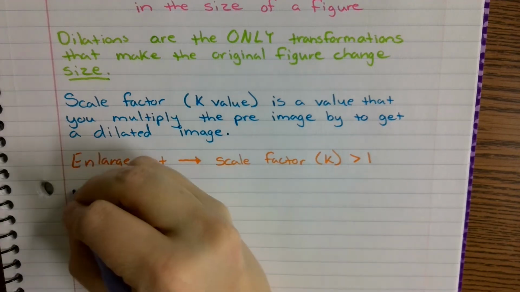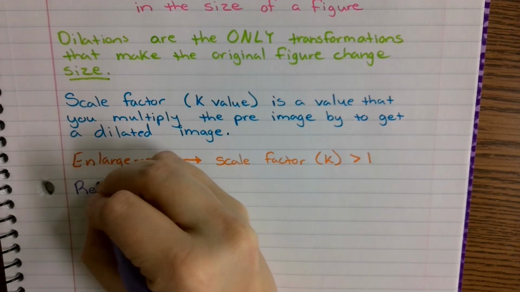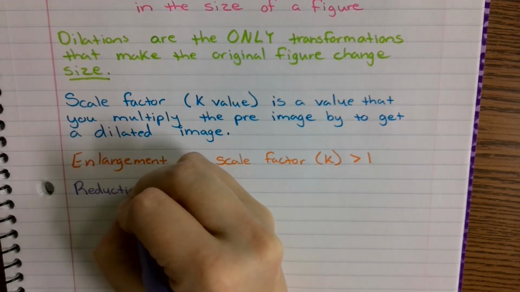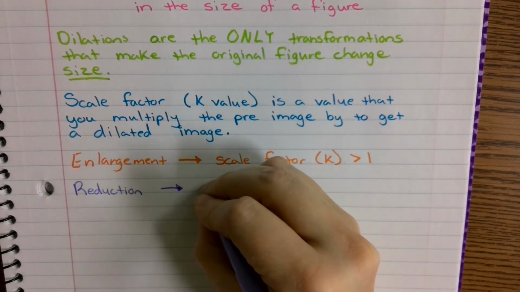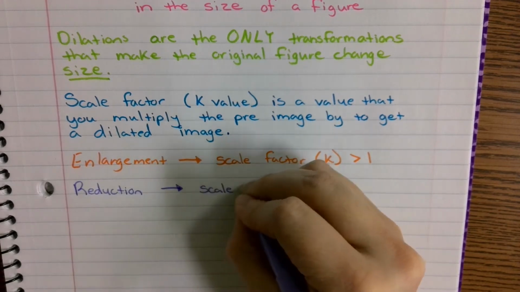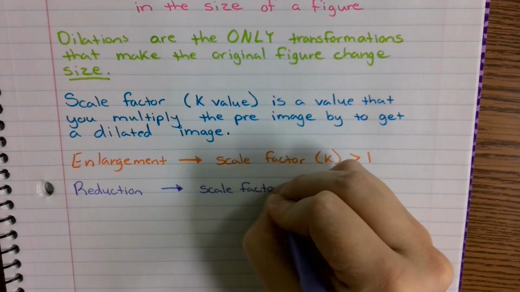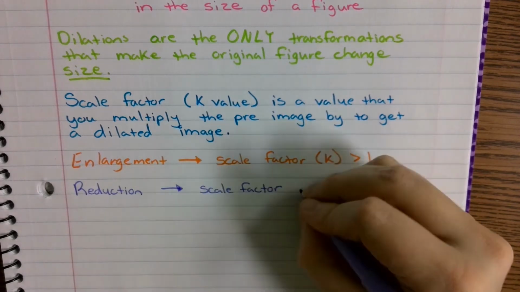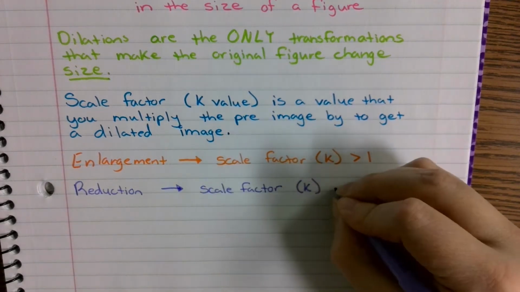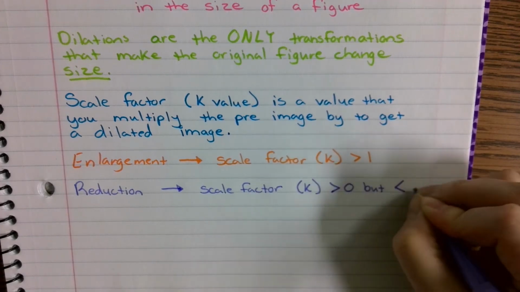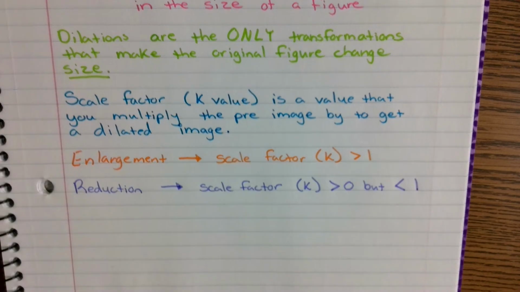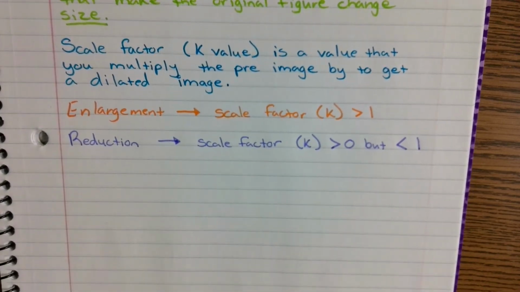If you do a reduction, again, a reduction is going to make it smaller. So your scale factor in this case is going to be smaller than 1, but it has to be greater than 0. So your K is going to be greater than 0, but less than 1. We don't have negative values for our scale factor, only positive values.